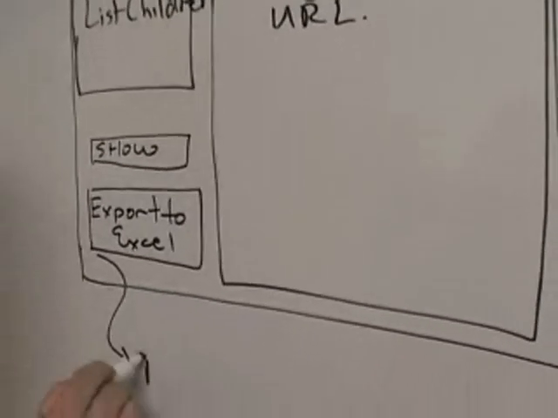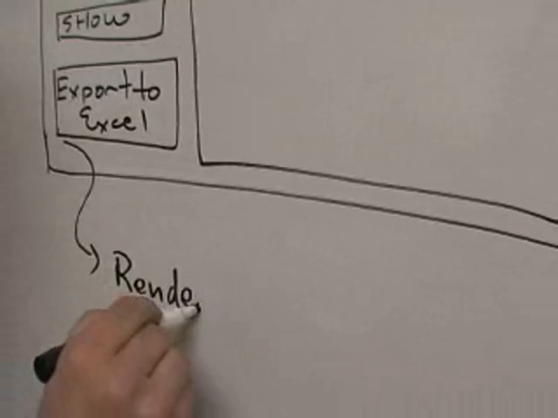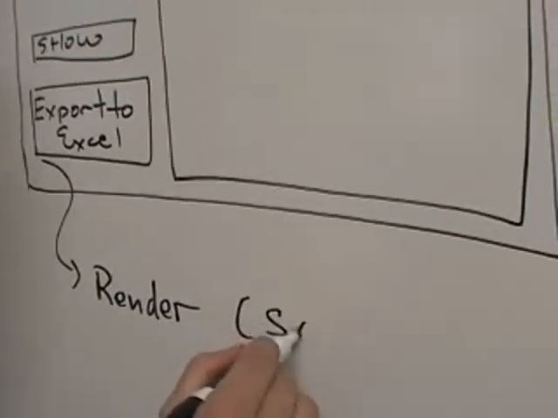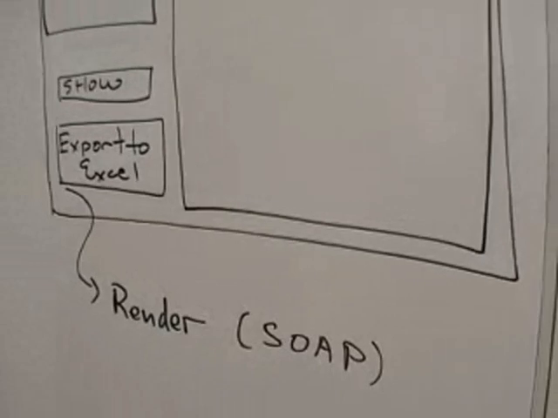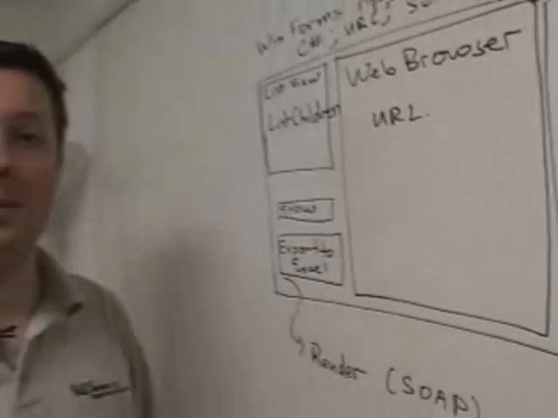The third is the report that we've selected in our list view, we're going to actually export to Excel. So we're going to use the render SOAP method in order to export that and, of course, save it to a file. So with that, I think we're ready for the demo.